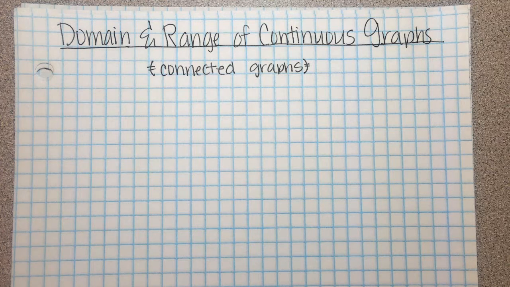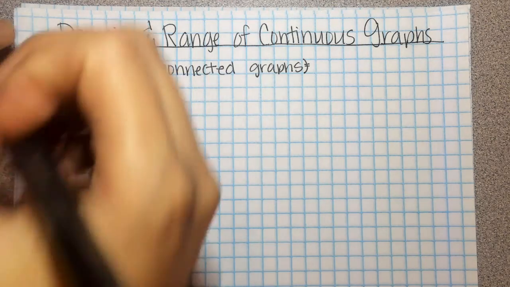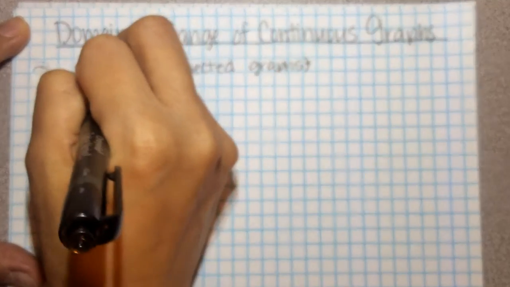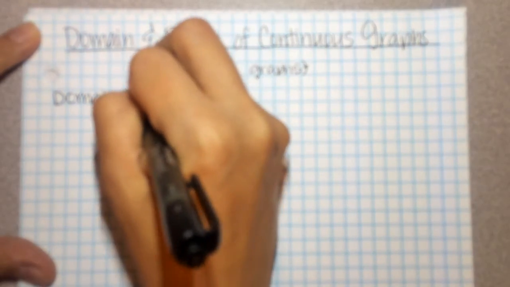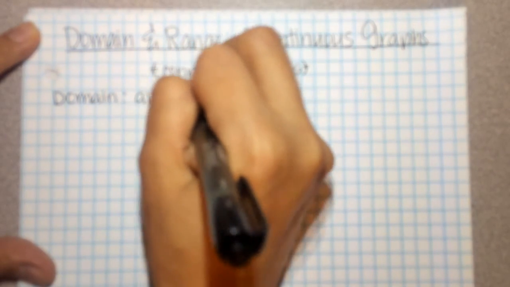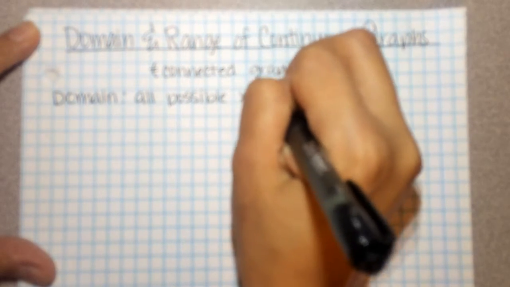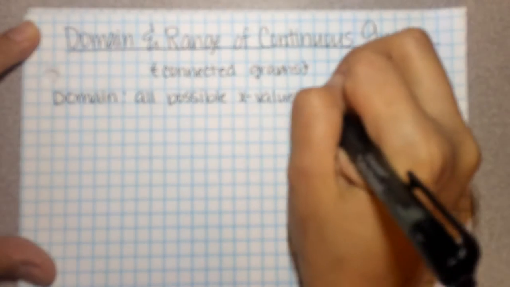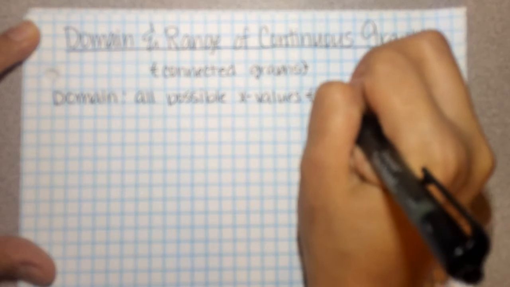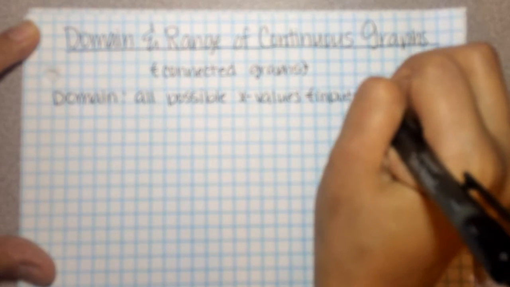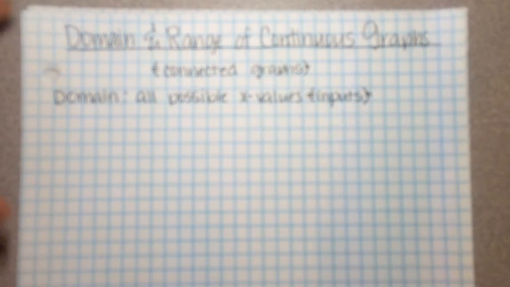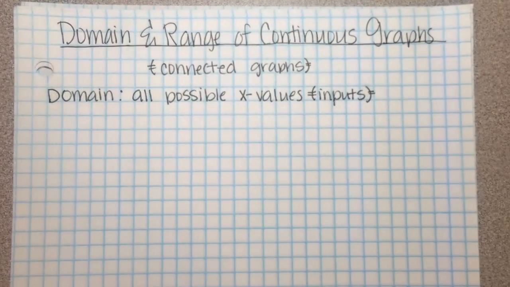Oh, there is a pause. All right. So again, domain is what? X. So domain is all possible X values. This is the same as my inputs. Ooh, focus. There we go.